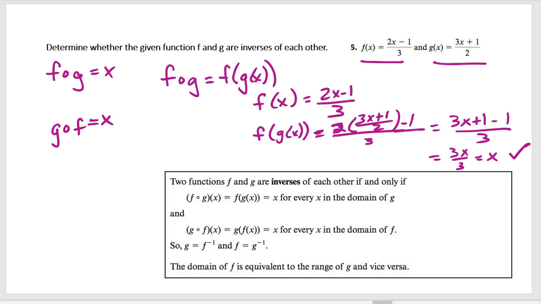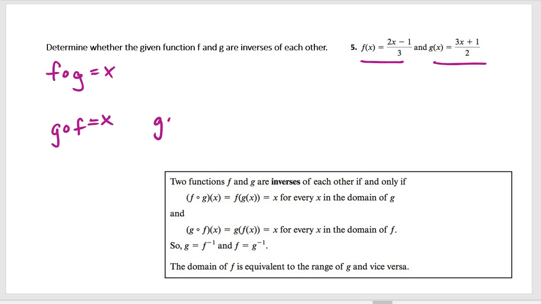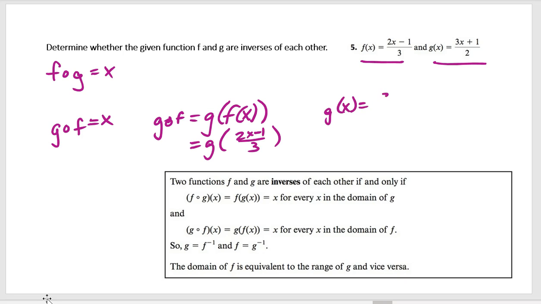But I have to check the second requirement, g composed with f. So g composed with f is equal to g of f of x as my input. I can rewrite this as g of, and in place of f of x, I'm going to write (2x minus 1) divided by 3. I know that g of x is equal to (3x plus 1) over 2. So g of (2x minus 1) over 3 means wherever there's an x, I'm going to put in (2x minus 1) over 3.